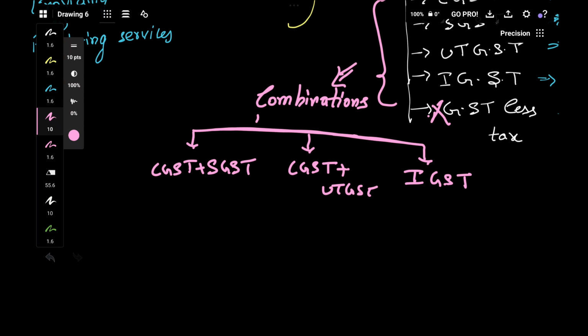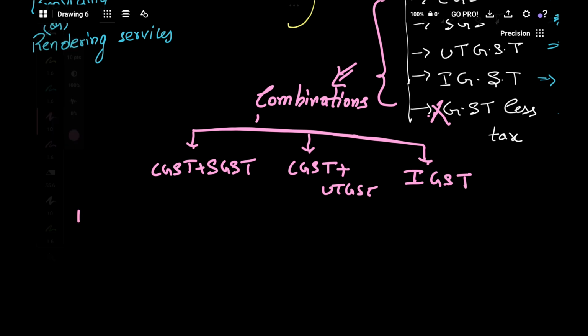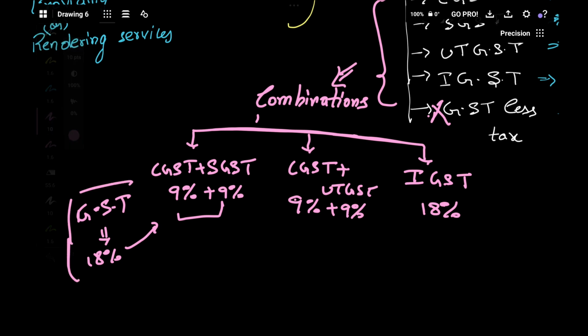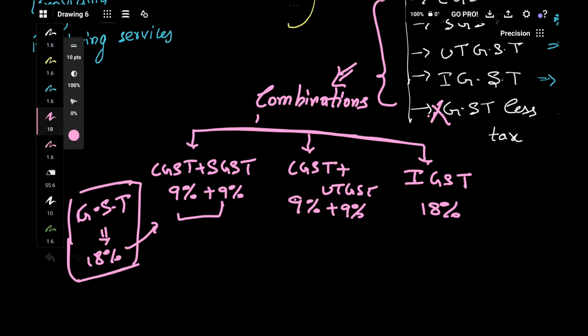For example, if we take the sale of a mobile phone, and the GST rate on the mobile phone is, let's assume, 18%. Then what does it mean? In the first case, it means CGST is 9% and SGST is 9%. In the second case, CGST is 9% and UTGST is 9%. And in case of IGST, both these 9% will add up and it will be 18%. So this is how the single GST rate is applied in different ways on different transactions.